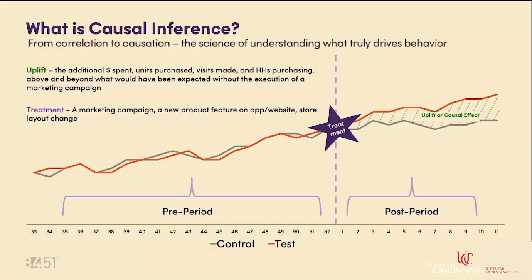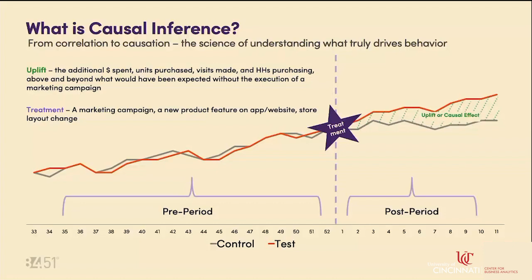But we're all familiar with "correlation is not always causation," and how many times we've heard that. But what really is causation? What is causing something? That is the key question. What if I want to know what causes a certain behavior? How do I parse that out? That is where causal inference comes into the picture. It's essentially the science of understanding what truly drives behavior.